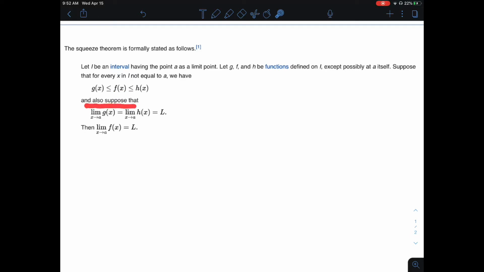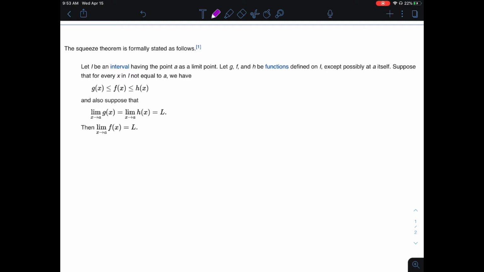And also suppose that the limit of g of x as x approaches A equals the limit of h of x as x approaches A, and those both equal the same thing, L. Our conclusion is the function f, the one in the middle, as x approaches A, also approaches L. I know what you're thinking. That didn't make any sense whatsoever. Let me try to illustrate, and then I'll put it in terms that you'll understand.